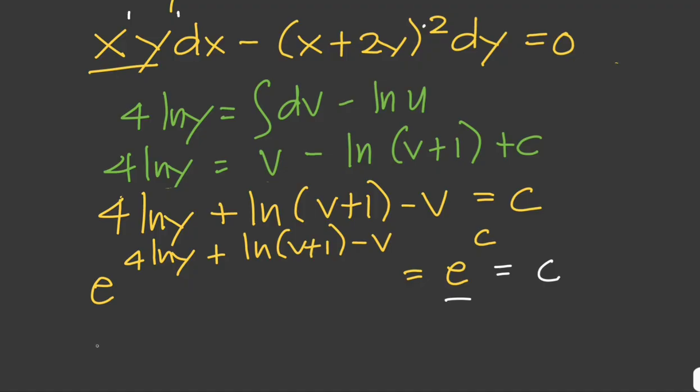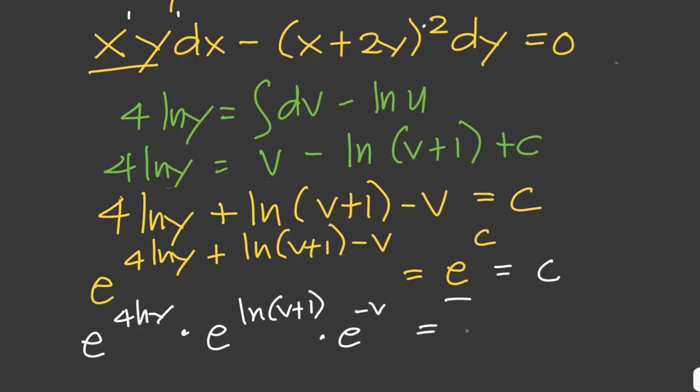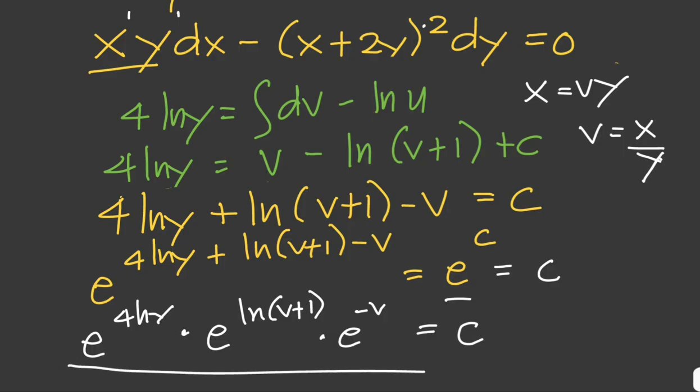Right, then we can write this as e to the 4 ln of y times e to the ln of v plus 1 times e to the power of negative v equals c. And remember that from the very beginning, we let x equals vy. Therefore, v here is just equal to x over y. Then we can substitute the value of v to this expression here.